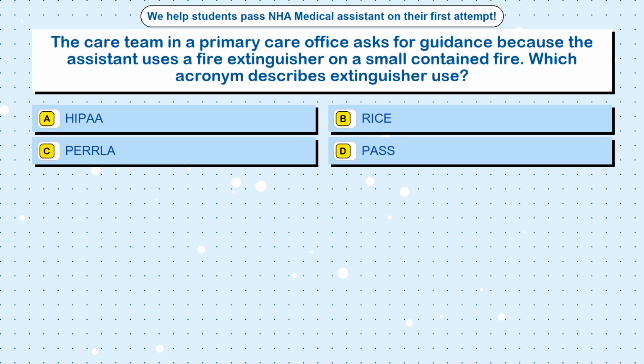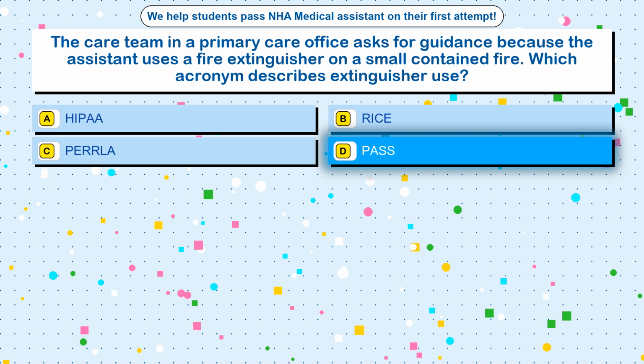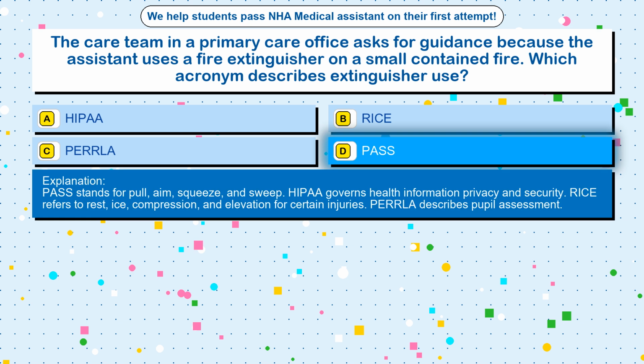Question 62. The care team in a primary care office asks for guidance because the assistant uses a fire extinguisher on a small contained fire. Which acronym describes extinguisher use? Option A. HIPAA. Option B. RICE. Option C. PERLA. Option D. PASS. The correct answer is option D. PASS. PASS stands for pull, aim, squeeze, and sweep.